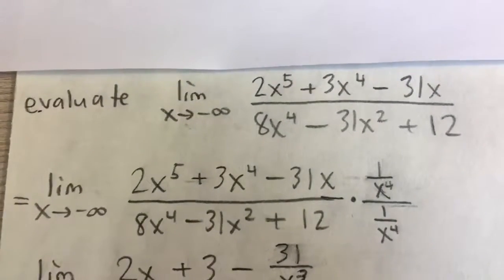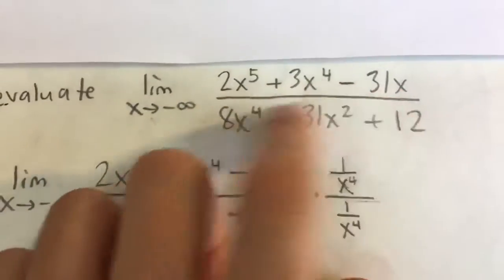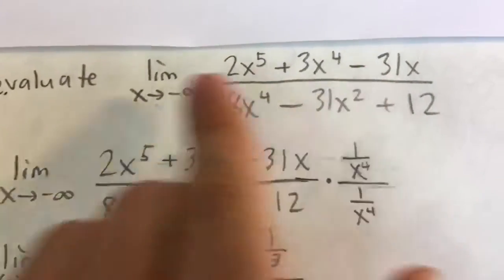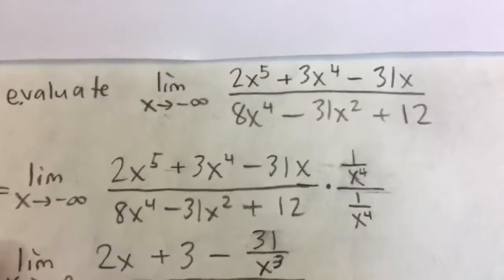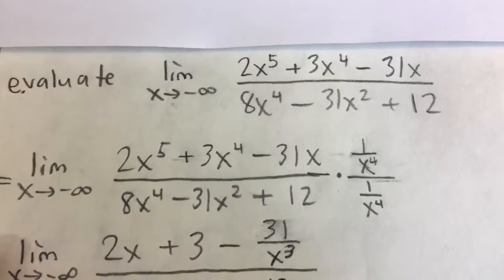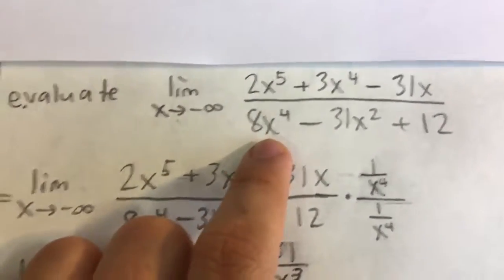Evaluate the limit as x approaches negative infinity of this huge rational function. We got a polynomial divided by a polynomial, and we have to find the limit as it approaches negative infinity. So what we're going to do here is use this technique where we divide by the highest power in the denominator, in this case x to the fourth.